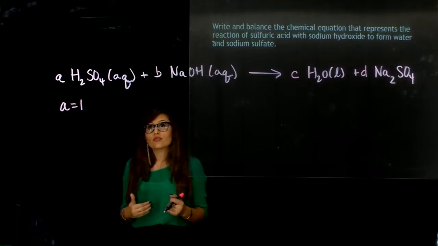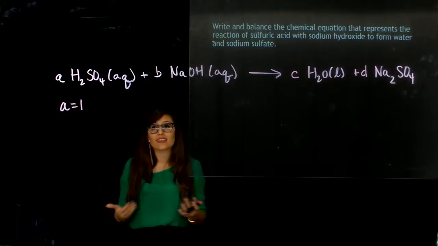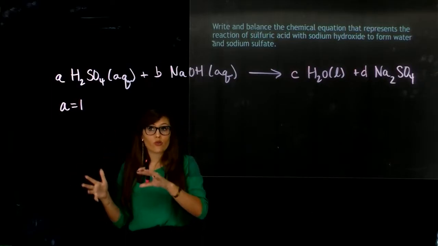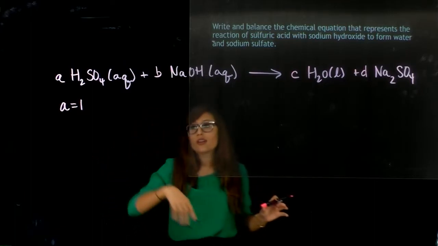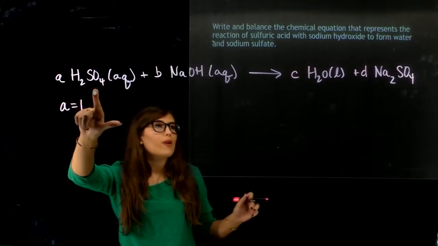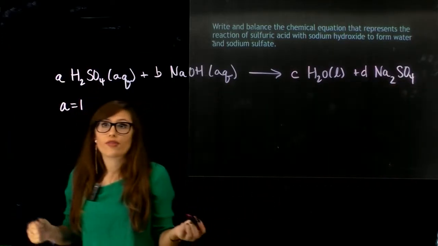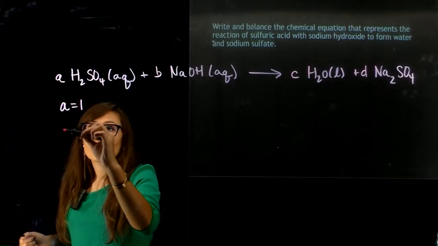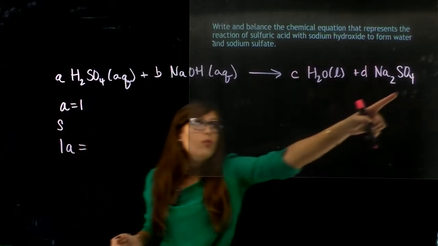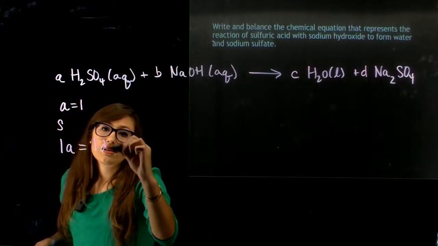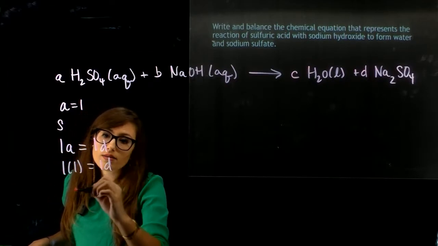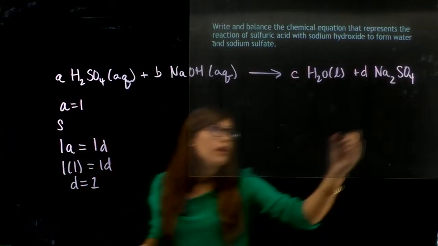Remember, I always like to start off with solving for the most simplistic of the atoms. So if I'm only looking for one that's on the left in one location and one on the right. In this case, sulfur is present in one reactant and in one product, so I'm going to solve for that one. So I have 1 sulfur on the left, so 1 times A, and I have 1 on the right, so 1D. I know A is equal to 1, and so D is also equal to 1.